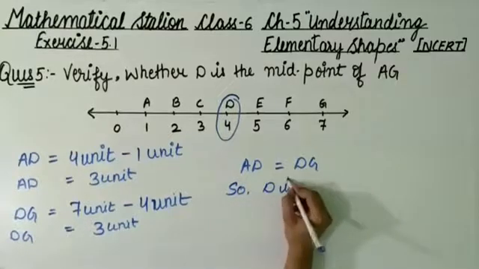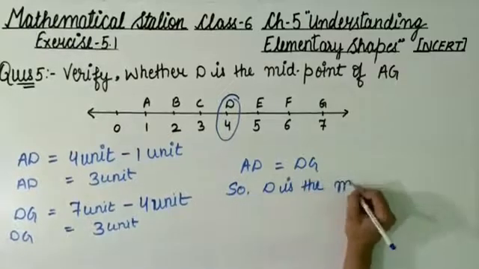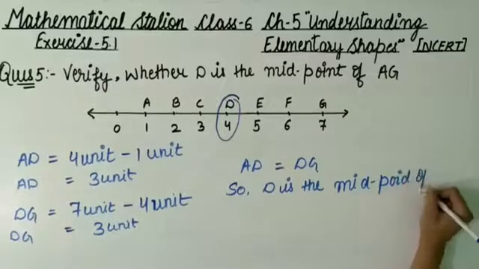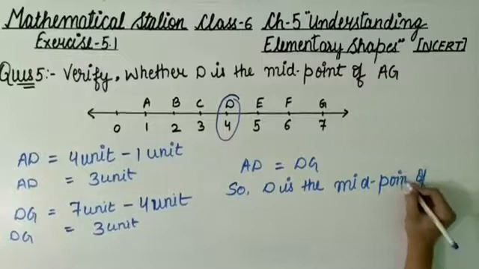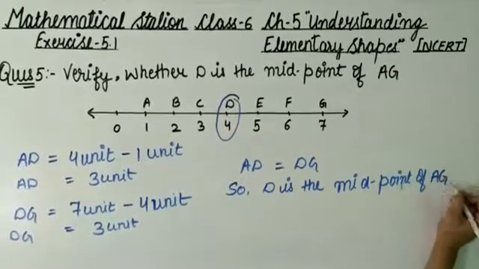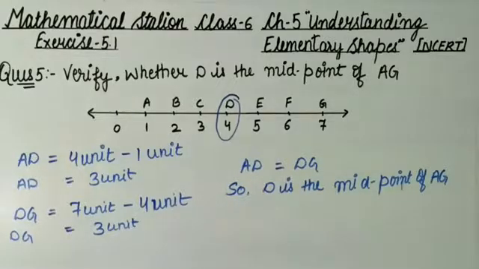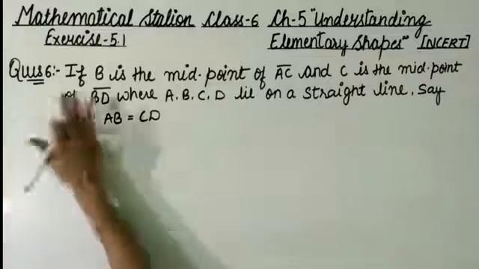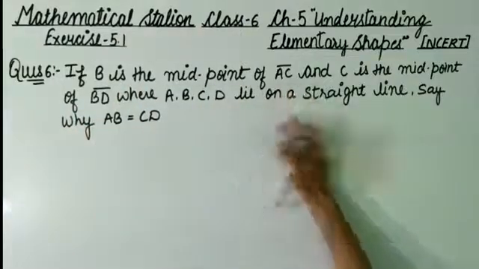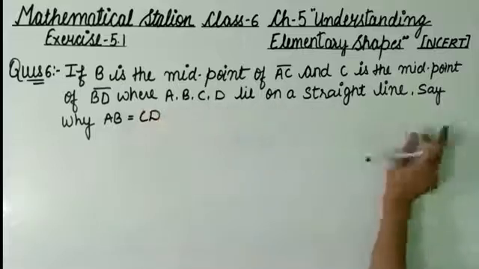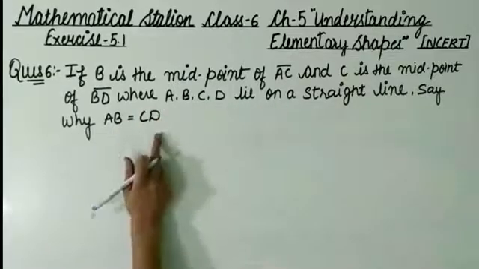So D is the midpoint of AG. So this was our question number 5. Now let us move to question number 6. And it is: if B is the midpoint of AC and C is the midpoint of BD, where ABCD lie on a straight line, say why AB is equal to CD.